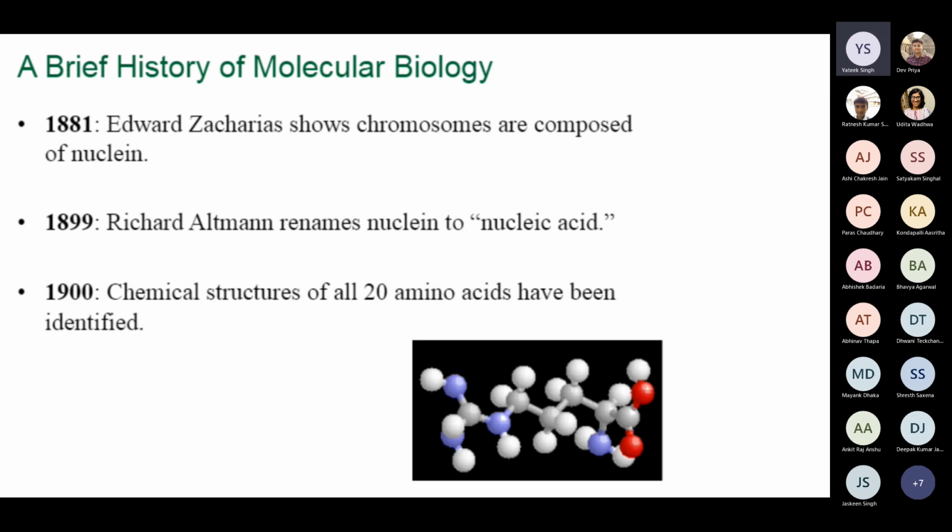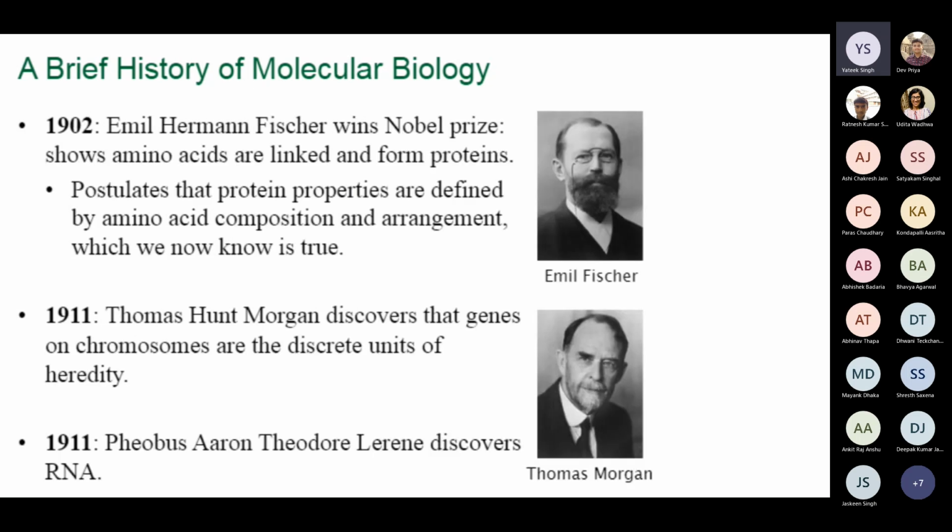And now I think we have about 21 or 22 different kinds of amino acids, which are known across all the protein families. Then it was shown that different kinds of amino acids can be linked together to form proteins. So essentially showing that proteins are nothing but polymers of amino acids.